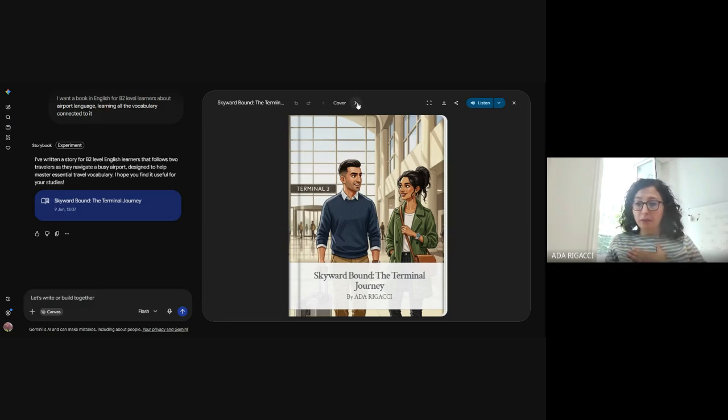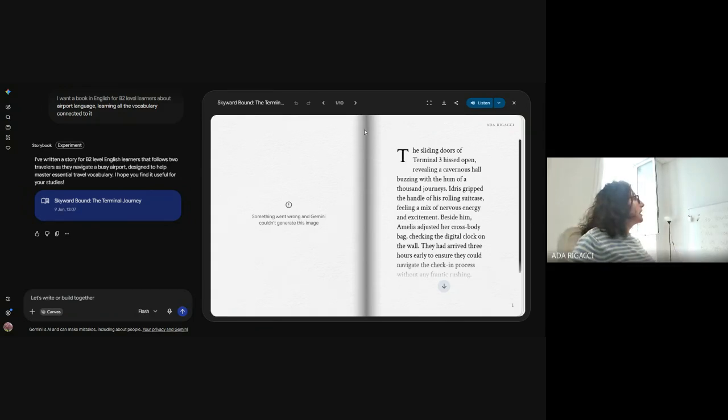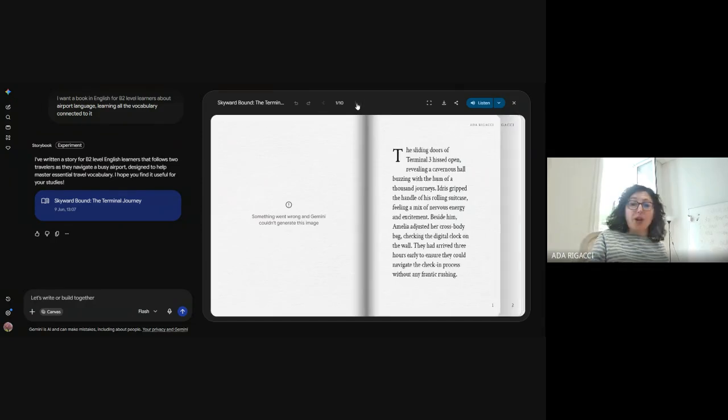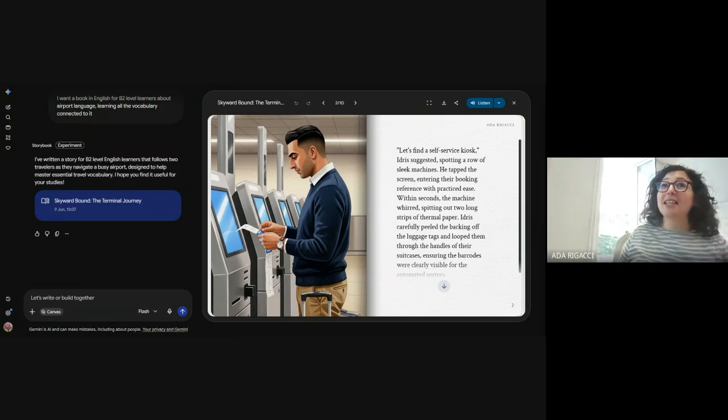So that's the cover with my name on it. Terminal, and then again. Yes. Sliding doors, terminal hall. You see, we learn a lot of vocabulary connected to airports. Rushing, frantic rushing, self-service kiosks. Yes. Today you're traveling and you will see in Berlin we have self-service kiosks for check-in.